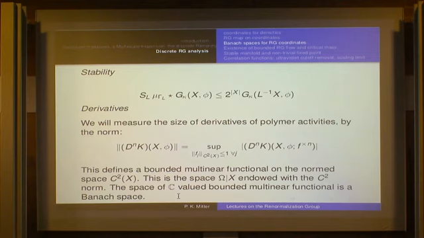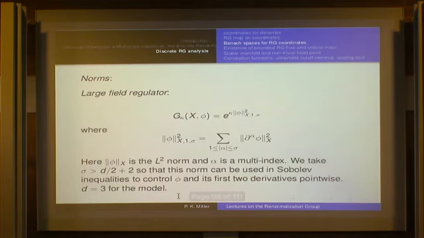So there's a stability of this large field regulator. It says that this has not changed at all.